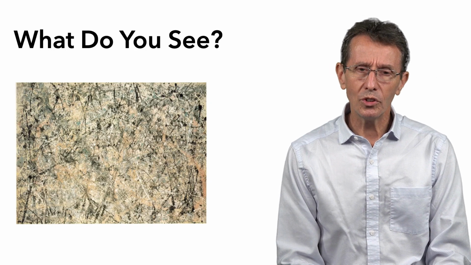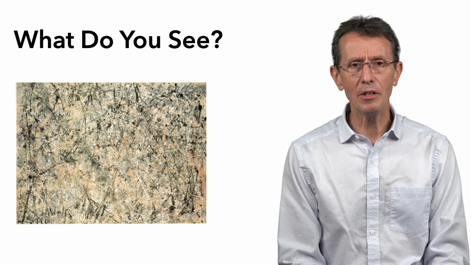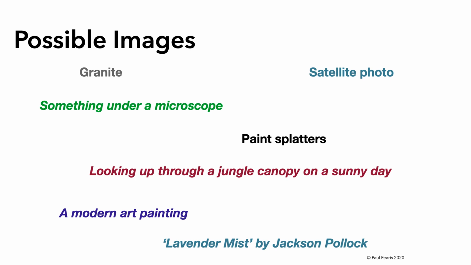So a question, what do you see in this image? When you look at that image, maybe the answers come back, well, I see granite, or I see something that looks a bit like a satellite photo. I've heard people say it looks like something under a microscope. Paint splatters is an obvious one. It kind of is paint splatters.